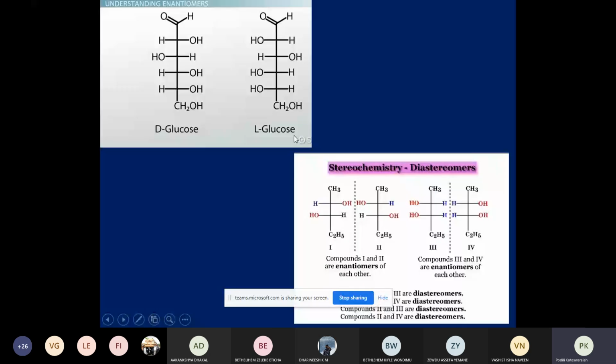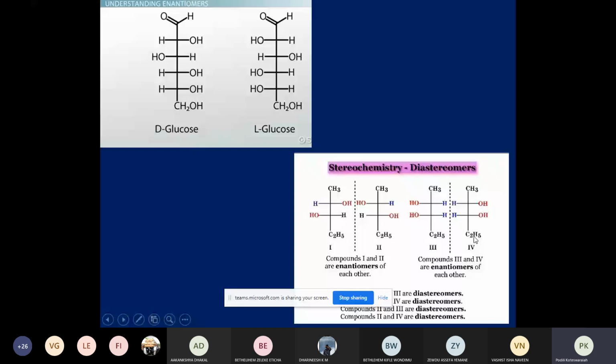Stereoisomers which are not mirror images of each other are the diastereomers. You can see here 1 and 3 are the diastereomers, and 2 and 4 are the diastereomers. So they are not mirror images of each other.